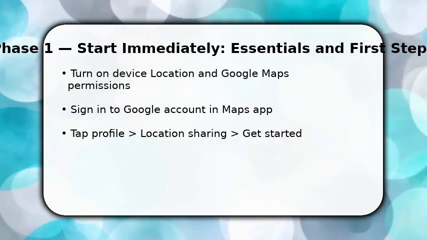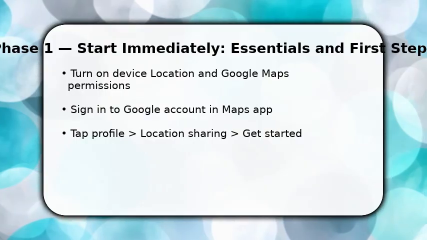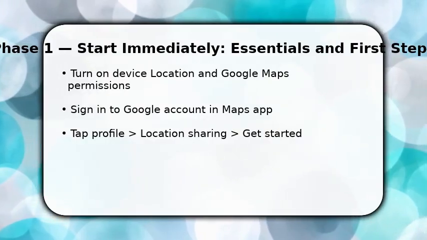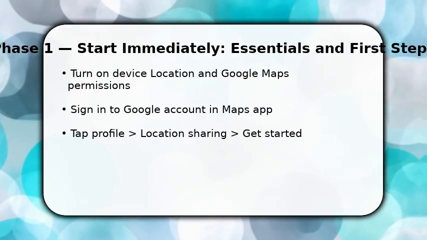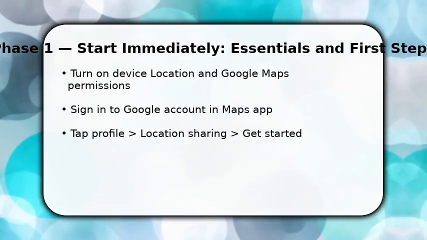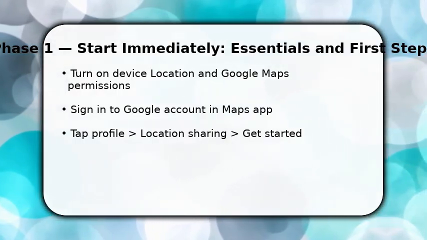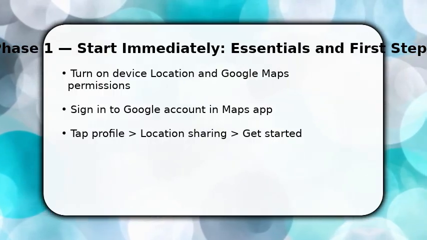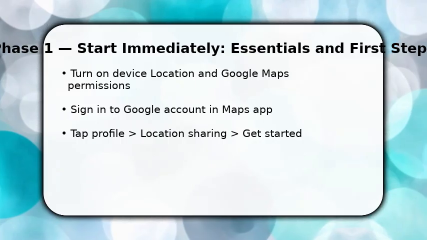You begin by enabling precise location and granting Google Maps permissions. This lets the app run in background. Now sign into the Google account you want to share from, because sharing ties to that account. Once done, open Maps, tap your profile, then location sharing and get started.